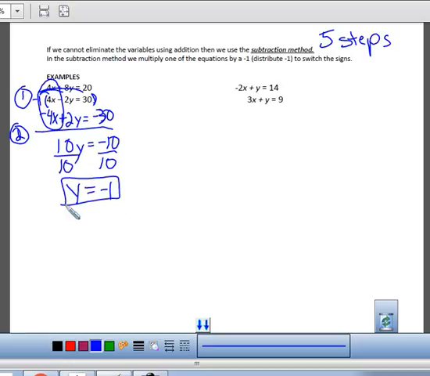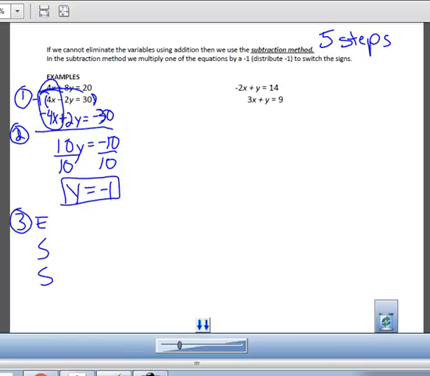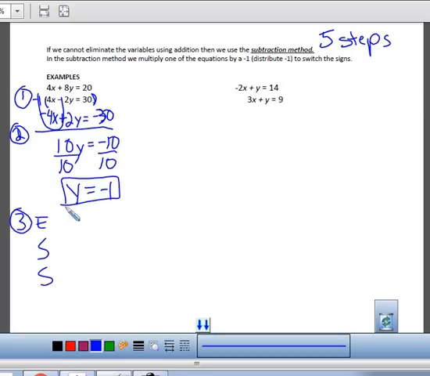There's one of my variables. Step 3, find the other variable using the answer from the first one. So I'll use the first equation. Let me clean this up a little bit. I want to make sure I can see. So my first equation was 4x plus 8y equals 20. I'm going to substitute my -1 in for y, so then I can find what x is.